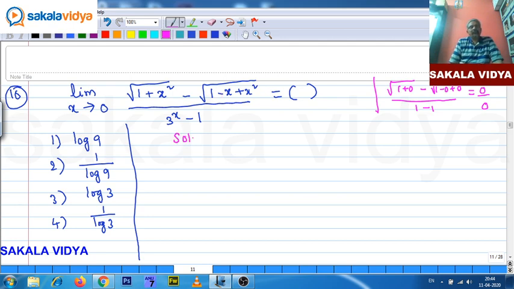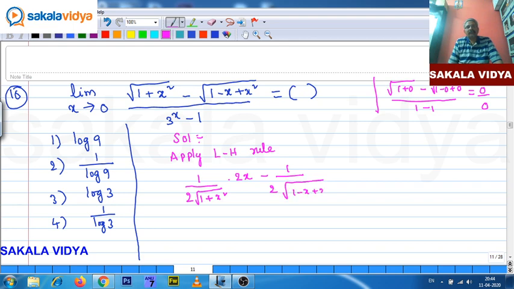Solution. Apply L'Hospital's rule. Derivative of root of 1 plus x square is 1 by 2 root of 1 plus x square into derivative of 1 plus x square which is 2x, minus 1 by 2 root of 1 minus x plus x square, its derivative is minus 1 plus 2x, upon derivative of 3 power x which is 3 power x log 3, and derivative of minus 1 is 0.